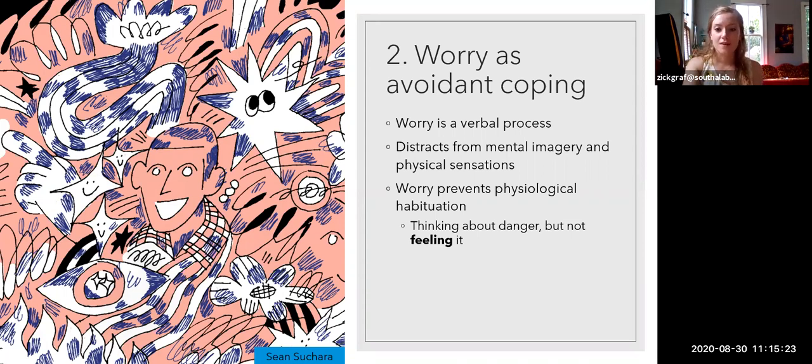So worry prevents physiological habituation because although it's thinking about danger, it's preventing us from really feeling the emotions that we would feel if we used our whole imaginations to imagine that danger.